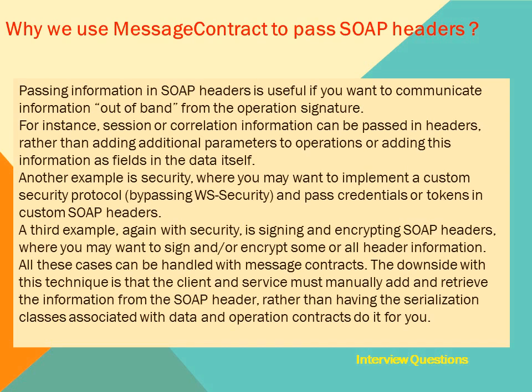Now the next question is, why do we use message contract to pass SOAP headers? Passing information in SOAP headers is useful if you want to communicate information out of band from the operation signature. For instance, session or correlation information can be passed in headers rather than adding additional parameters to the operations, or adding this information as fields in the data itself.